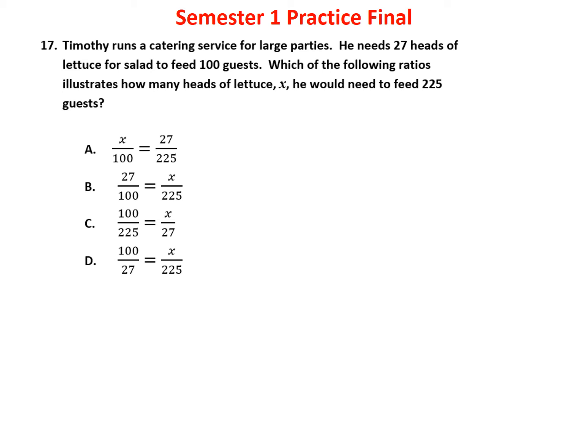Problem 17 says that Timothy runs a catering service for large parties. He needs 27 heads of lettuce for salad to feed 100 guests. So we've got 27 heads here, and we've got 100 guests. Which of the following ratios illustrates how many heads of lettuce X he would need to feed 225 people? So that's essentially the numbers that we're looking at here for this one. First thing we want to do is set up our ratio. So we're going to set up and compare the heads of lettuce to the number of guests.